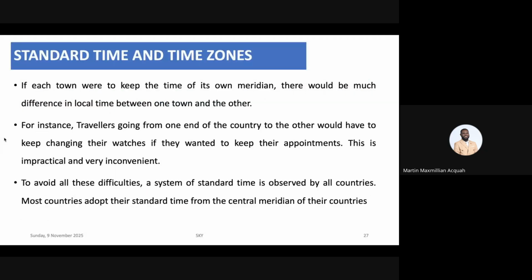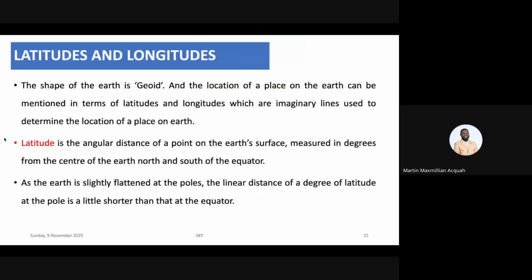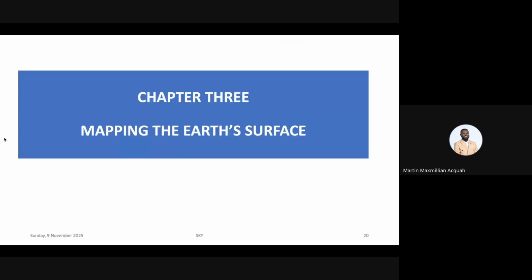Let's go to chapter 3. With chapter 3, you must also know the difference between longitude and latitude. The similarities and the differences.